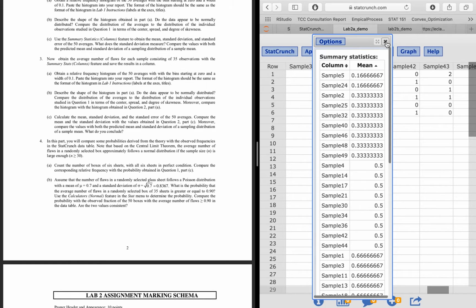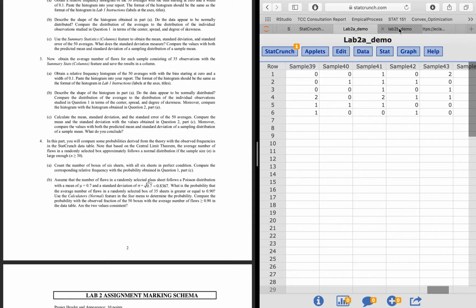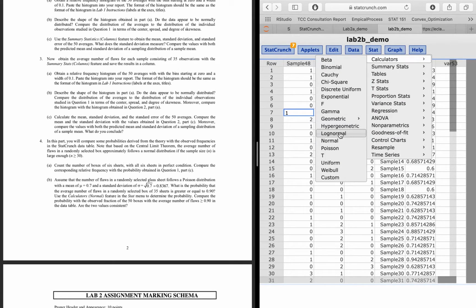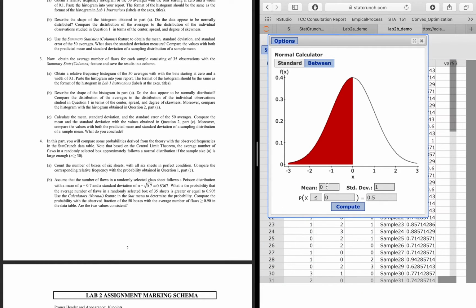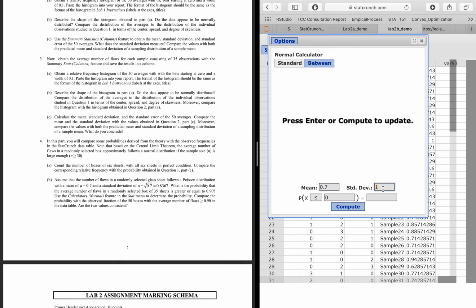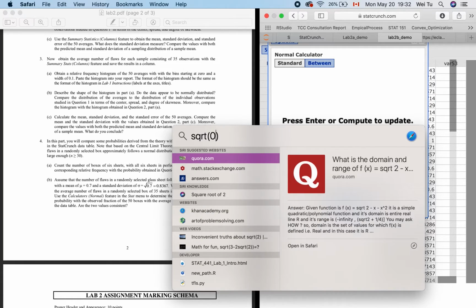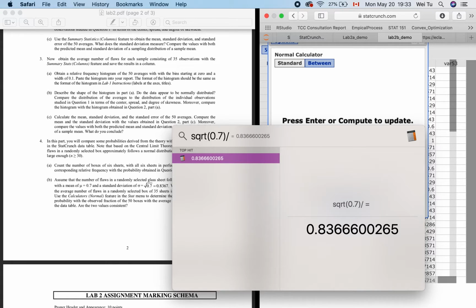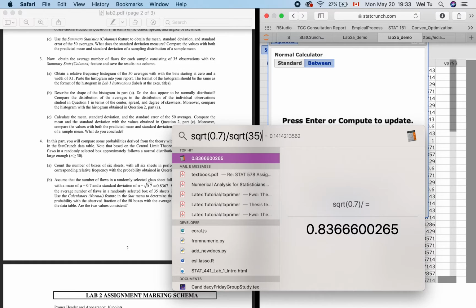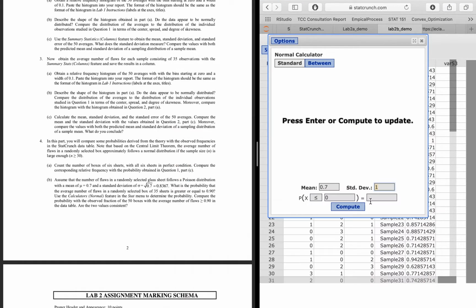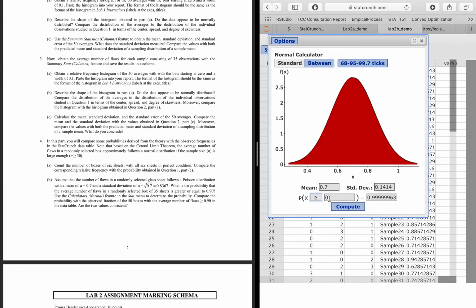But here I can show you how to use StatCrunch to do the z-score question. So let's go back to here. Statistics calculator. We're using normal, right? Normal, the mean is 0.7, standard deviation is what? Square root of 0.7. That's for one sheet. You have to do this divided by square root of n, square root of 35, which is 0.1414. Probability of larger than 0.9, which is about 7%. See, this is so much easier than hand calculation, right?